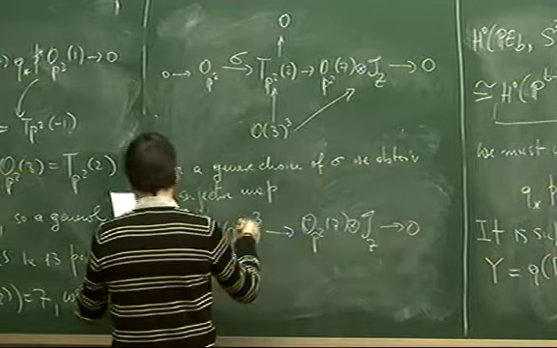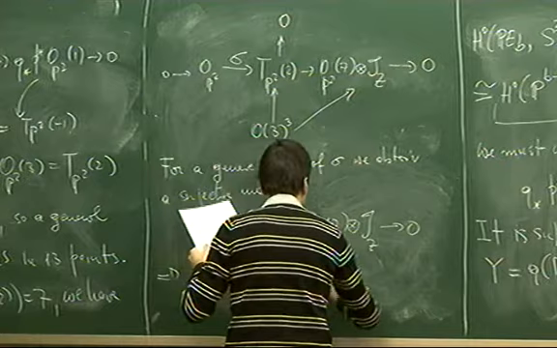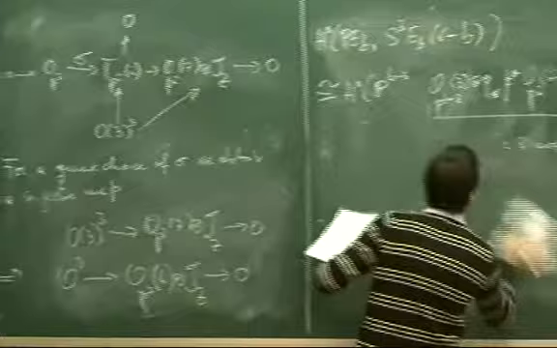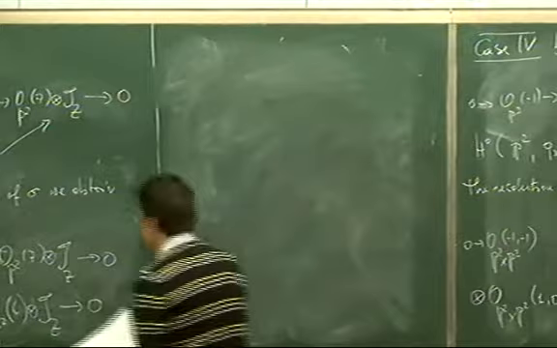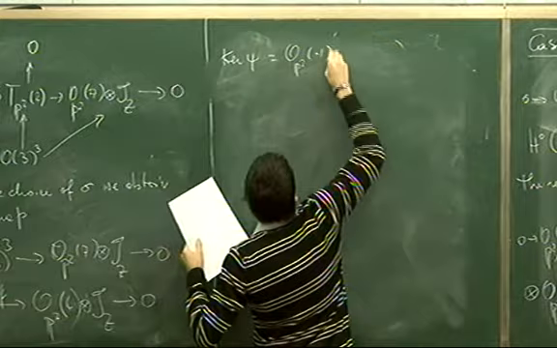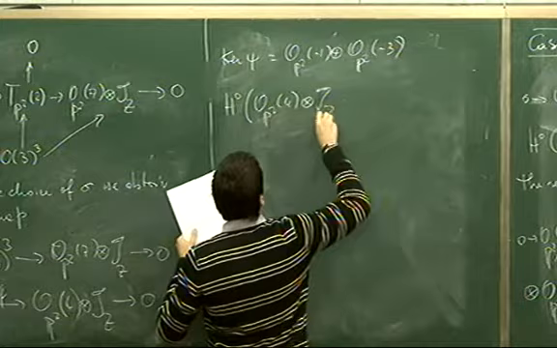Okay, and then just, which implies O of 3 goes to O P2 of 4 tensor P of 0. Okay, and it is now easy to see that the kernel of this map, let's call this map psi, is just the O minus 1 sum of P2 of minus 3. So H0 of OP2 of 4 tensor E of Z, this is just 3.